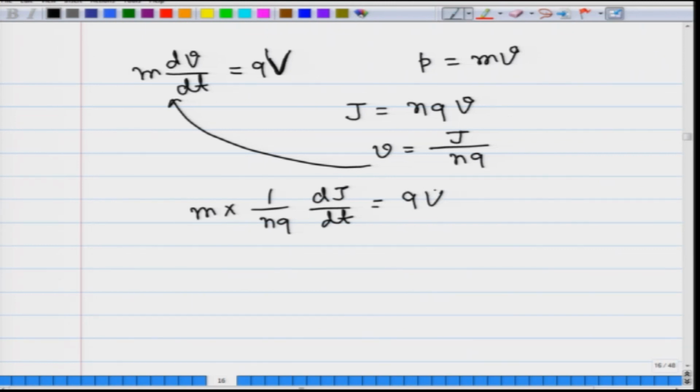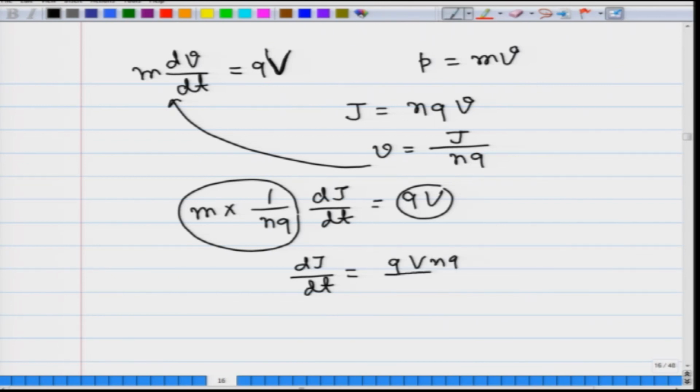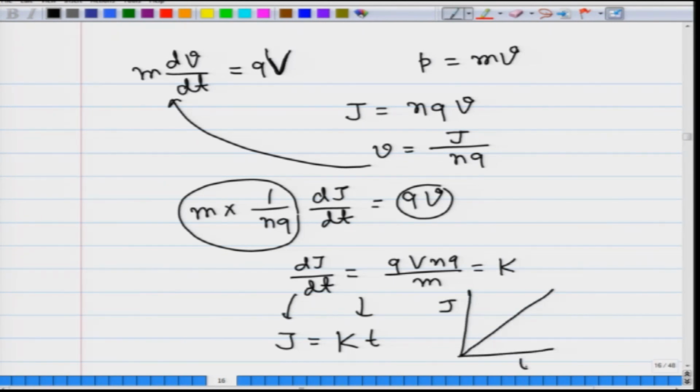So, we see that everything here is constant. dJ dt is QV NQ by m. This is constant, because we are applying a constant electric field, and m, n and q are all constant. By integrating, we can get J equals kT. So, it is just a linear graph of J versus T passing through the origin for tau equals infinity. So, it is option A.